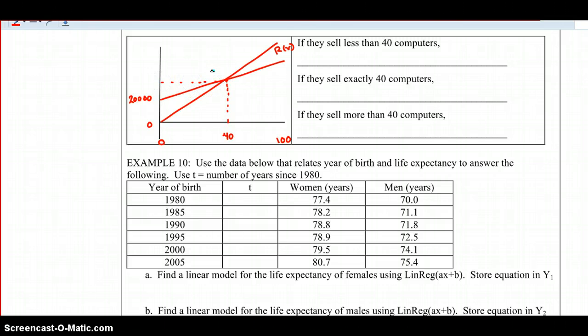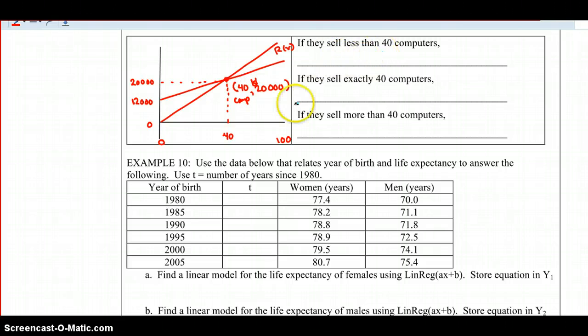Oops, this wasn't 20,000. This was only 12,000. But our intersection point here was at 20,000. Okay, so these two graphs intersected here at 40, 20,000. Where if we keep in mind our units, 40 was in computers and the 20,000 was in dollars.